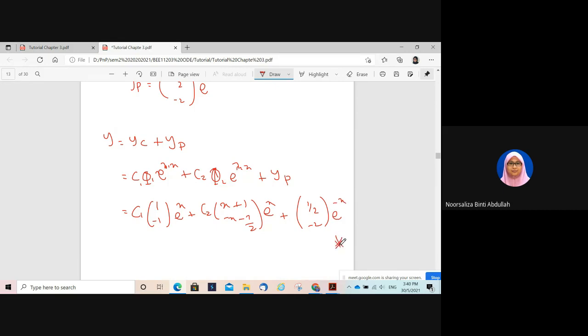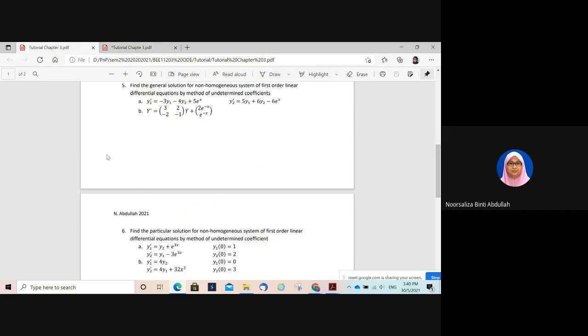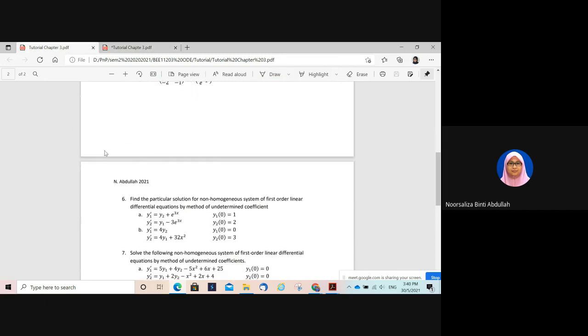Okay. Ada soalan? So takat ni ada tak soalan? Ada. Takat ni tak ada. Senang kan? Kan? Okay. Next. 6 dengan 7.